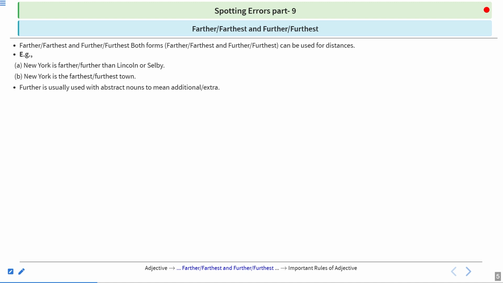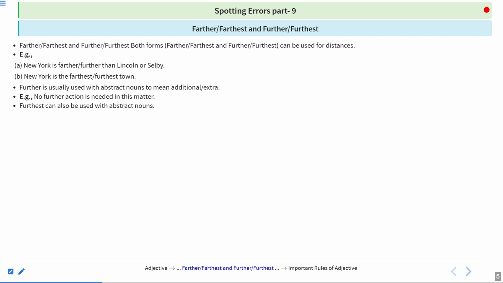Further is usually used with abstract nouns to mean additional, etc. So further has an extra use, in the meaning of additional or extra. Example: no further action is needed in this matter. Here we are not talking about distance, but about additional. And it replies to how much. How much action is needed? No further.